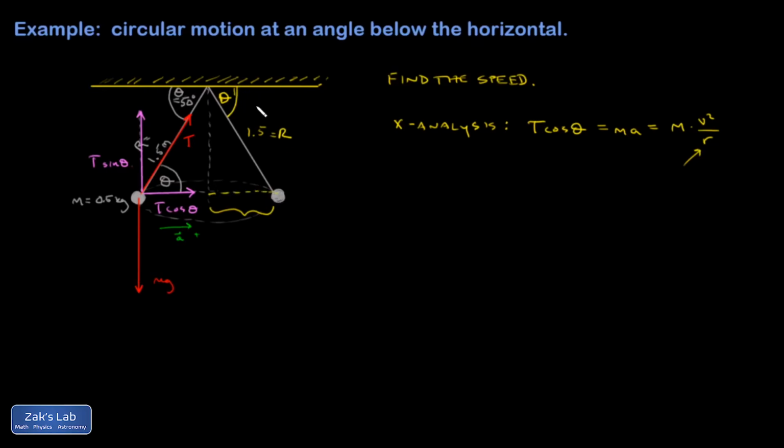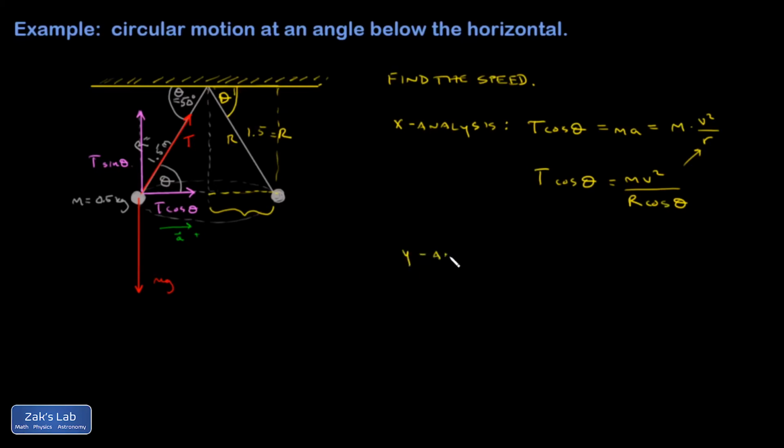It's just trigonometry, but my angle is labeled a little bit weird. This R is the hypotenuse. This length right here is the radius of curvature. It's the same as this right here, and that's given by a cosine. So I have T cosine theta equals mv squared over R cosine theta.